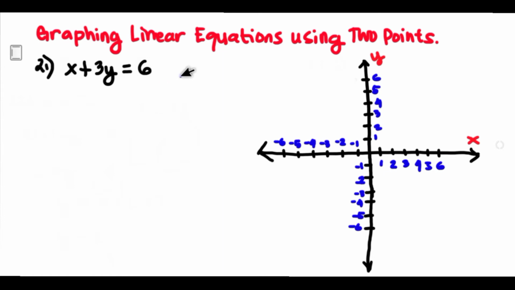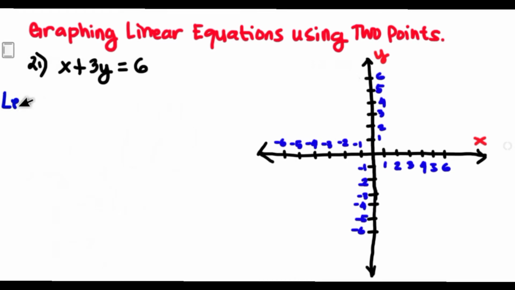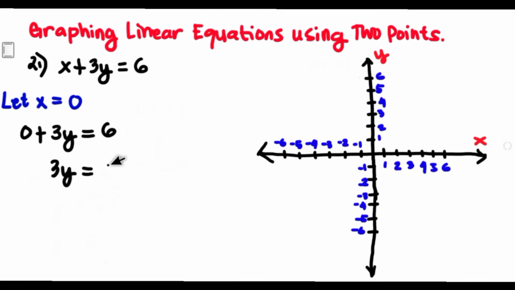Okay, let's have another example. X plus 3y is equal to 6. So, dito na tayo sa susunod natin. Graph linear equations using 2 points. The second equation is x plus 3y is equal to 6. So, ganun pa rin. So, we let x, so gusto ko naman ngayon is 0. So, si 0 is i-substitute natin sa value of x dito sa ating linear equation. So, magiging 0 plus 3y is equal to 6.